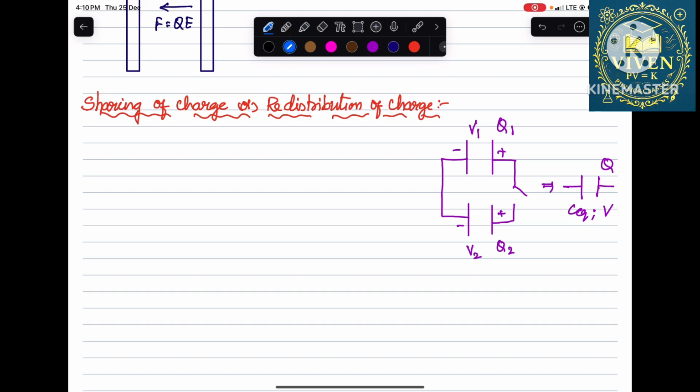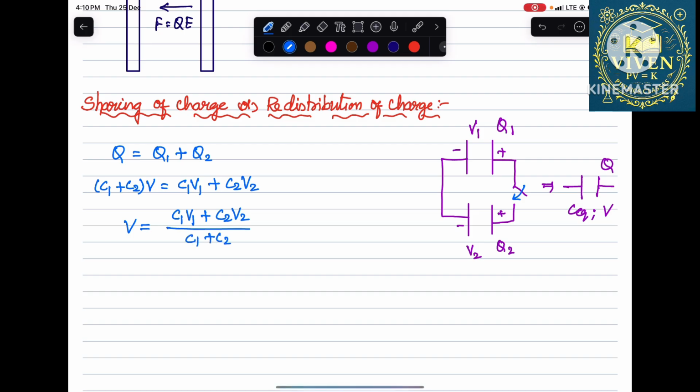Once the switch is closed, remember, what is happening? The total charge will be equal to the sum of the charges, Q1 plus Q2. So this is going to be C1 plus C2 into V, correct? Because that is a parallel combination. And Q1 plus Q2 means C1 V1 plus C2 V2. Now this is a question they will ask: what is the effective potential, or potential of the combination? That is C1 V1 plus C2 V2 by C1 plus C2. Most important, guys.